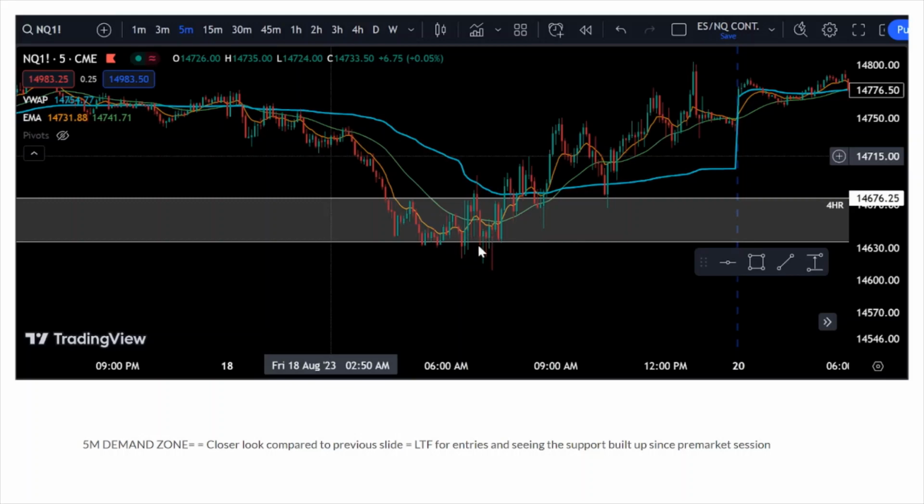Now, granted, it's still a little bit weak because we have already been within it a couple of times. We based out of it a couple of times. We broke through it a few times. So it's a little bit weaker than we would like it to be. But essentially, it's not 50% or more of the candle body. So it's still a valid zone for me.